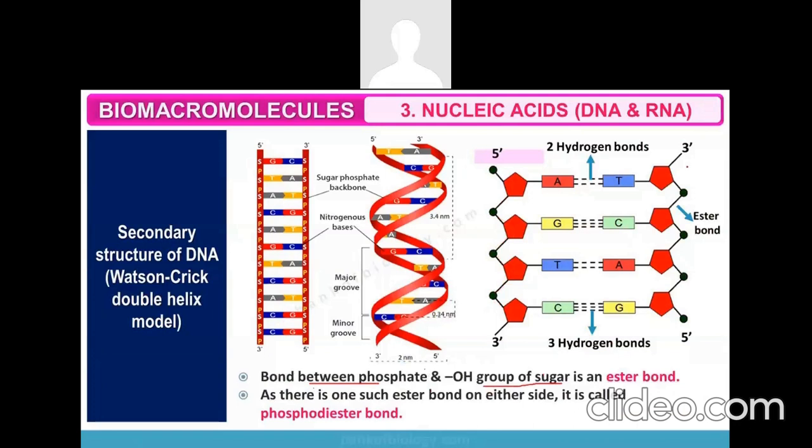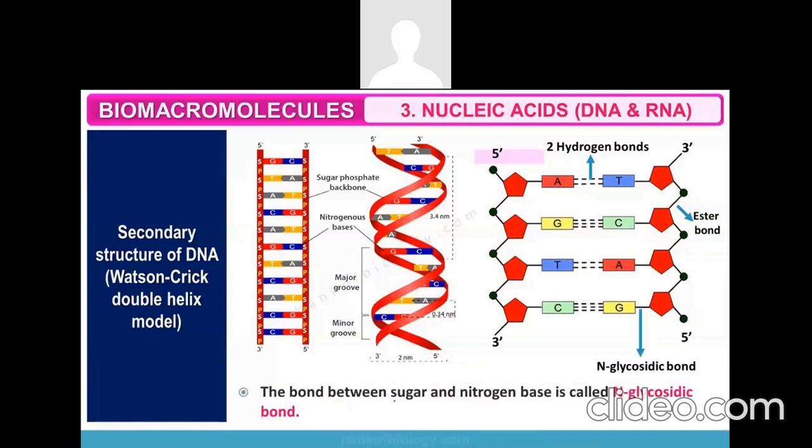Between the phosphate and the OH of the sugar, that is between the phosphate linkage and the free hydroxyl end of the sugar, the alcoholic end, there is an ester bond formed, which is listed here. And the ester bonds on both sides together are called a phosphodiester bond.